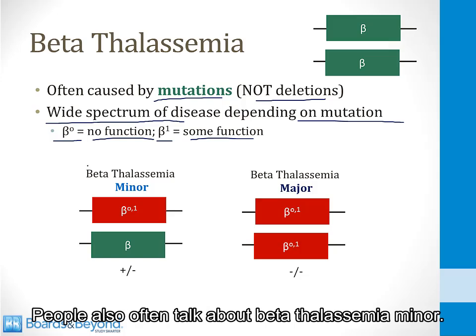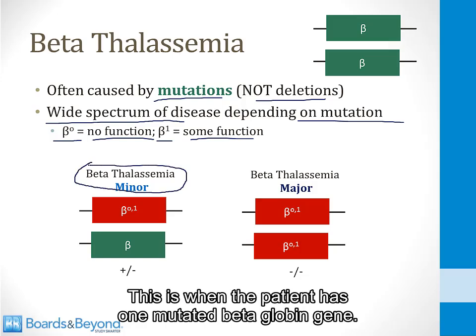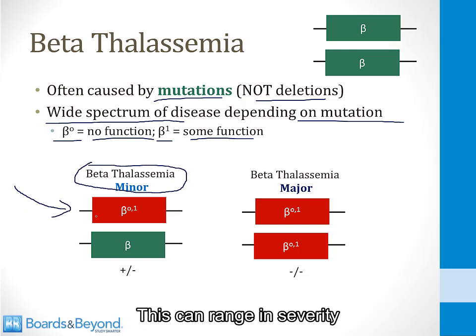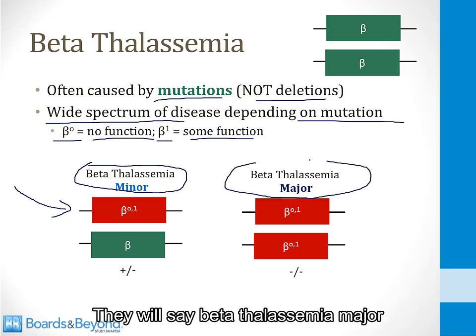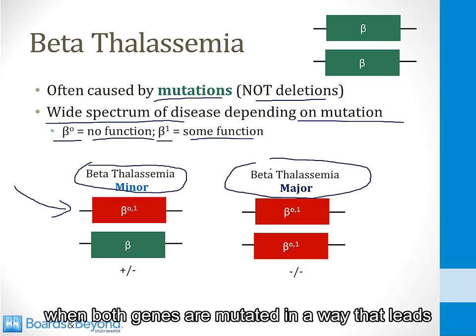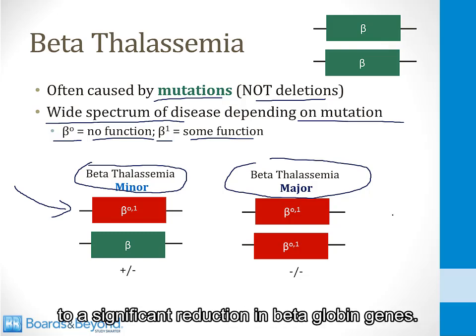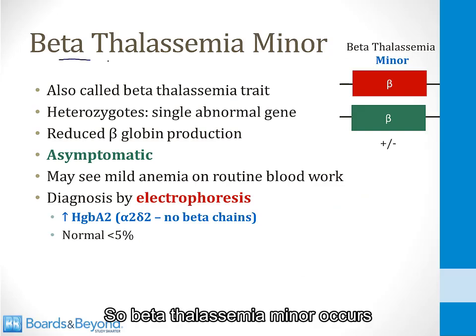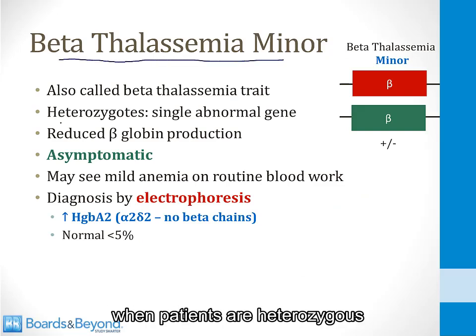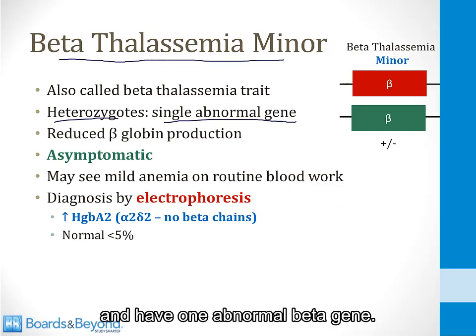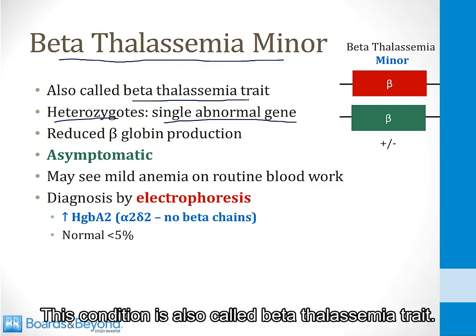People also often talk about beta thalassemia minor. This is when the patient has one mutated beta globin gene. This can range in severity depending on the specific mutation. They will say beta thalassemia major when both genes are mutated in a way that leads to a significant reduction in beta globin. So beta thalassemia minor occurs when patients are heterozygous and have one abnormal beta gene. This condition is also called beta thalassemia trait.